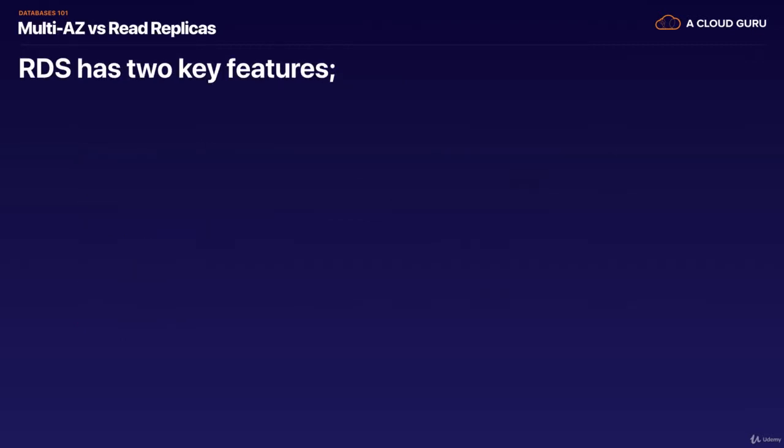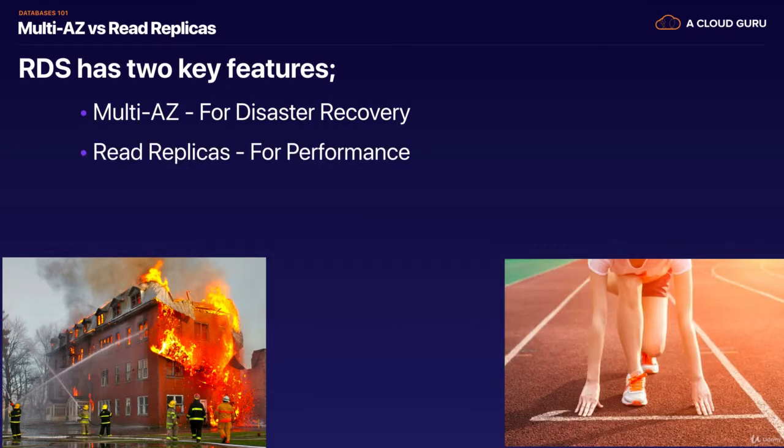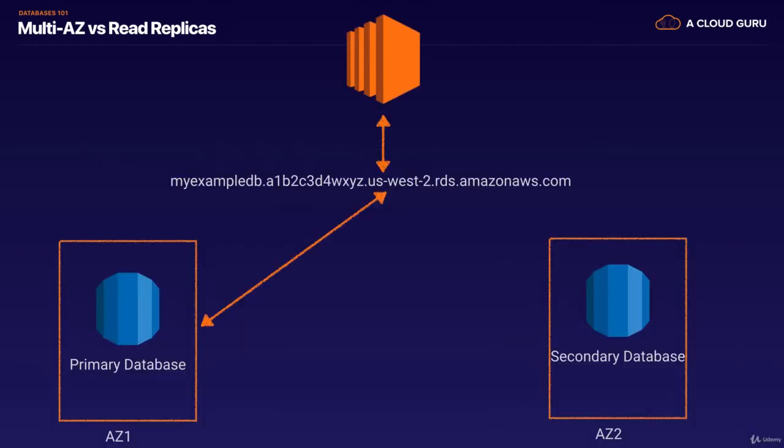The main thing you need to understand about RDS, or Relational Database Service, is it has 2 key features. We've got multi-AZ, which is for disaster recovery, and then we've got read replicas, which is for performance. So multi-AZ, disaster recovery, read replicas, performance. And you will get all these different scenario questions, asking you if you should be turning on multi-AZ or whether you should be using read replicas. And really, it's all about whether you just want to spread your databases across multiple availability zones, then you want multi-AZ. Whereas if you're trying to boost the database's performance, you're going to go for read replicas.